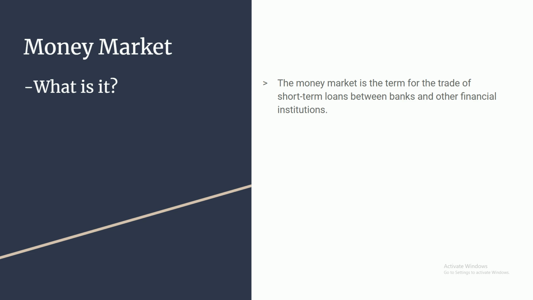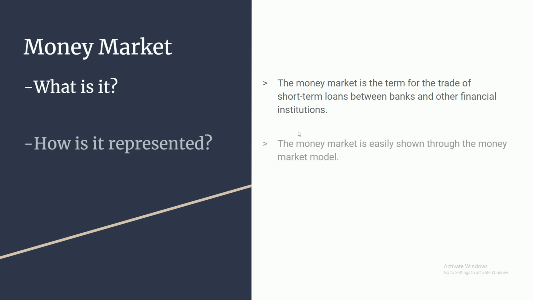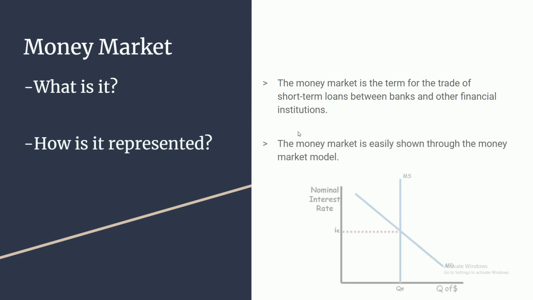It is shown on a graph like this to show the comparisons between the nominal interest rate and the quantity of money in an economy. Its overall goal is to show the correlation between the supply and demand of money within the economy, which in this case is the economy of the United States.